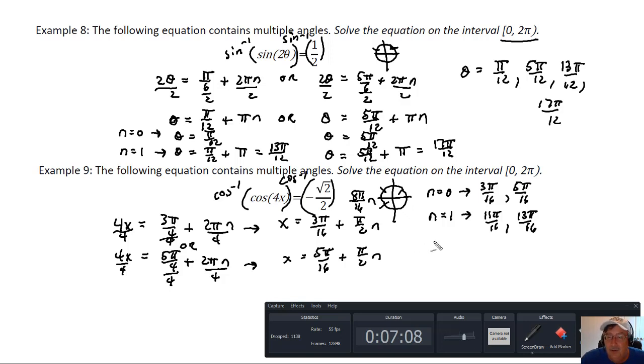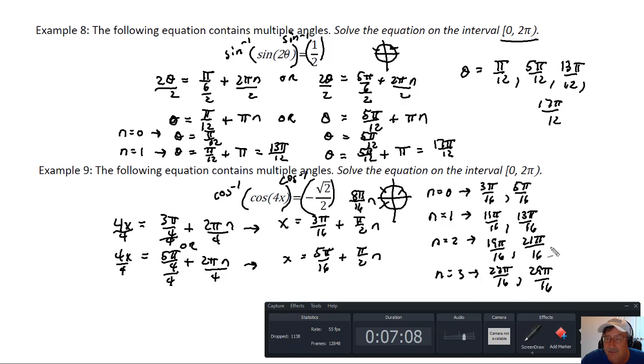So when n equals 2, this is like one of the most vicious ones in the section, all right, we're going to add another 8 pi over 16 or pi over 2 to this. So 8 pi plus 11 pi would be 19 pi over 16. And another 8 pi here would be 21 pi over 16. And then still not to 2 pi yet, so we have to get two more. N equals 3. We'll add another 8 pi over 16 to this. So 19 and 8 would be 27 pi over 16. And another 8 here would be 29 pi over 16.